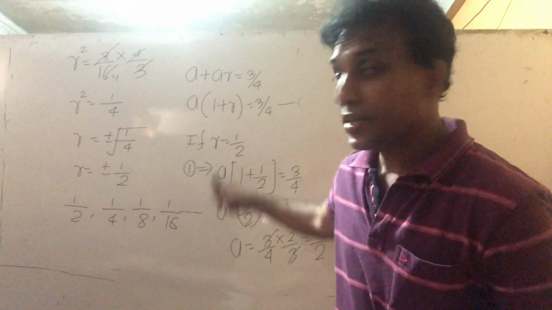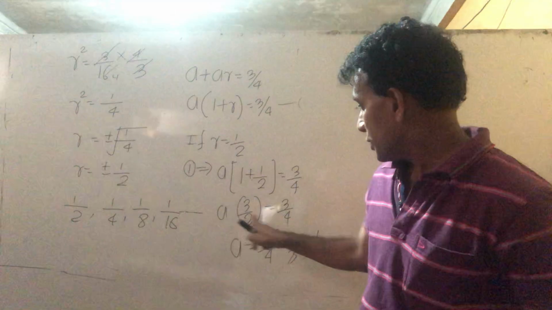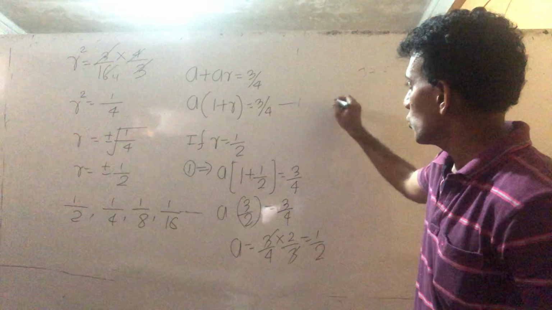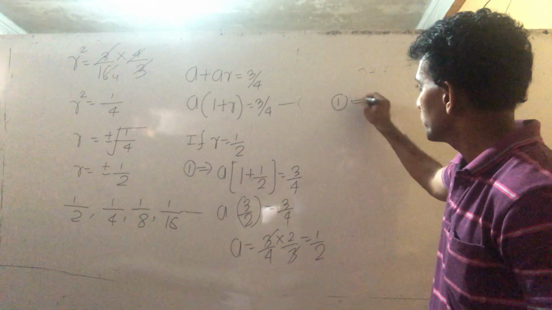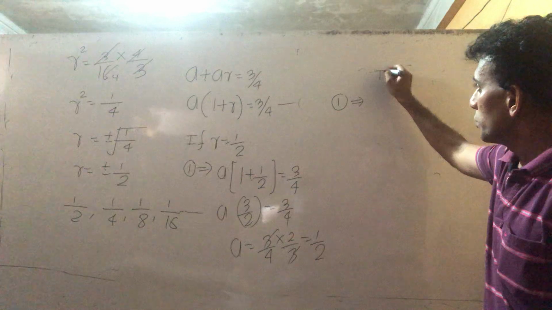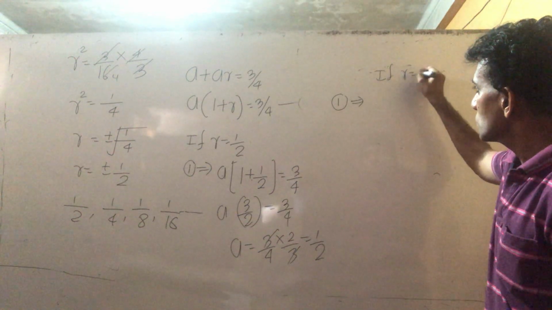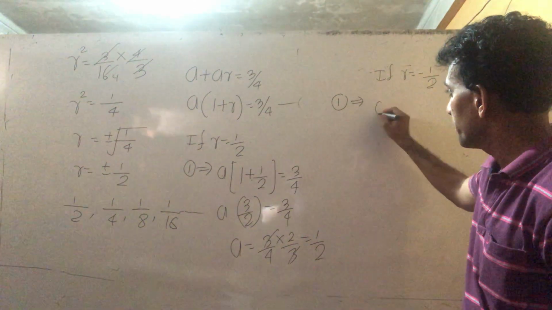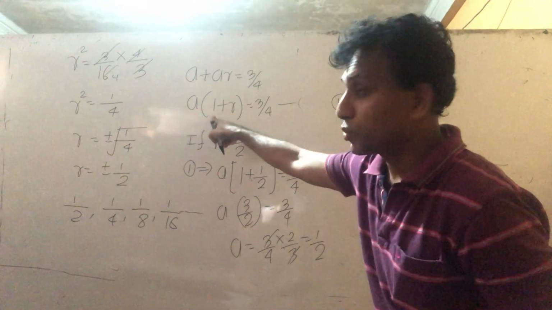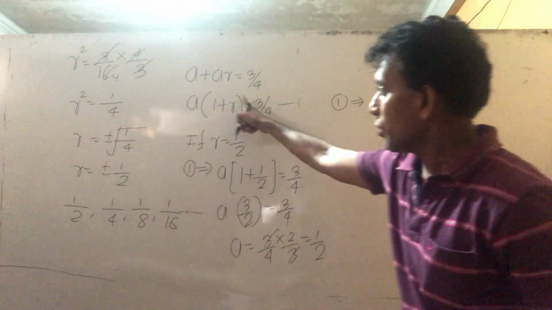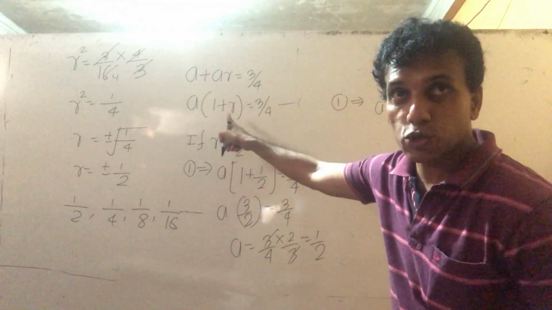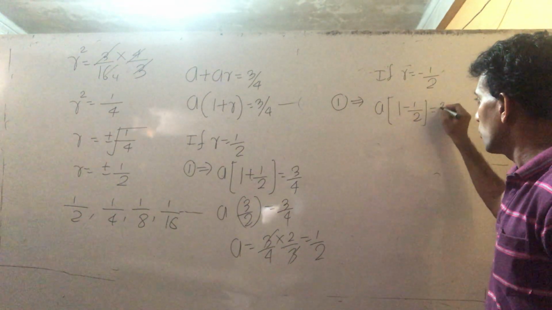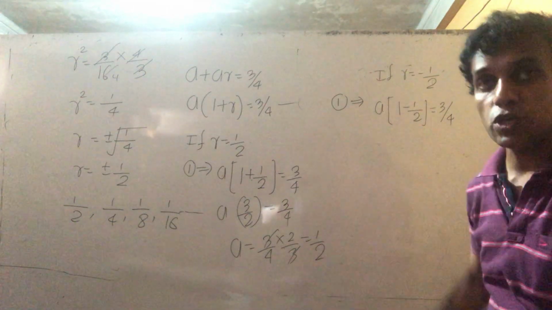Now find the series if r is minus half. R is minus half. What is the first term? We can go to the first equation. If r equals minus half, we'll see what the first term a is. We apply it here: r is minus half, so plus into minus, minus, equals 3 over 4.